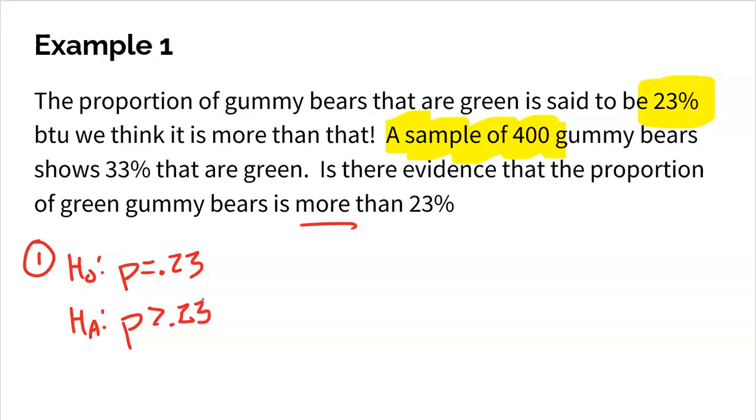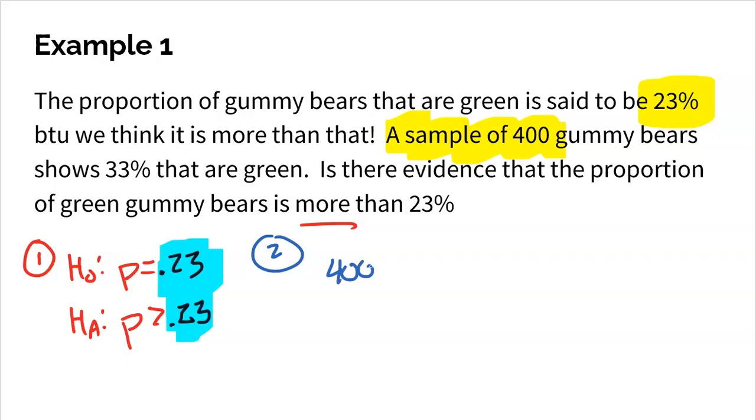Now, notice no p-hats, and these numbers are terribly written, but they're the same. Don't ever use your sample, in this case 33%, in your hypotheses. All right, step two is going to be checking those conditions. This is where you're going to say, all right, the sample needs to be random, so make sure it's random. 400 gummy bears needs to be under 10% of all gummy bears that this particular company makes to assume independence. And then we also need to make sure we have enough successes and failures.